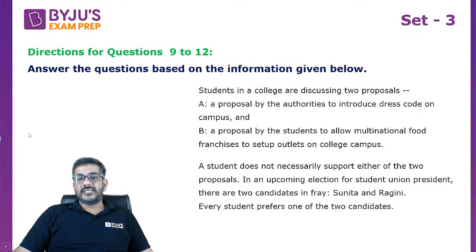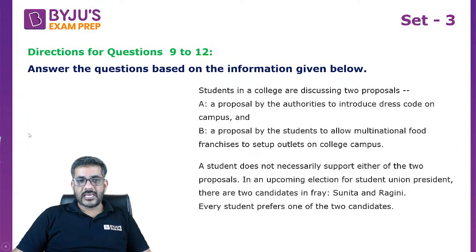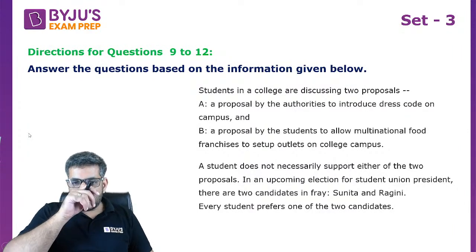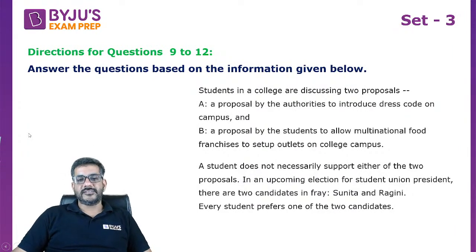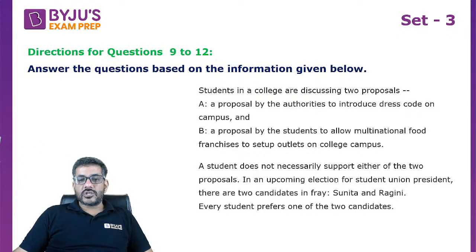Students in a college are discussing two proposals. A proposal A by the authorities to introduce dress code on campus, and proposal B by the students to allow multinational food franchises to set up outlets on college campus. A student does not necessarily support either of the two proposals, right? In an upcoming election for student union president, there are two candidates in fray, Sunita and Ragini. Every student prefers one of the two candidates.